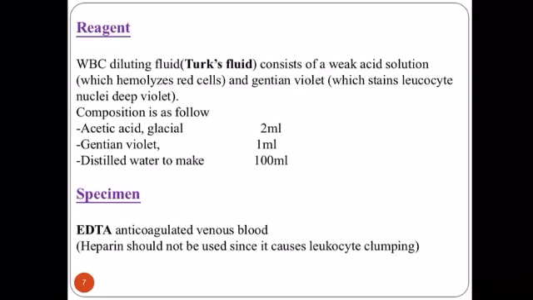The specimen used is EDTA anticoagulated venous blood. Heparin should not be used because it causes leukocyte clumping, so we get an erroneous result.